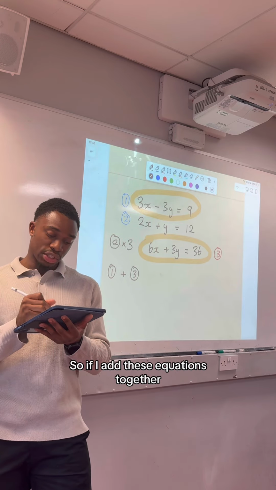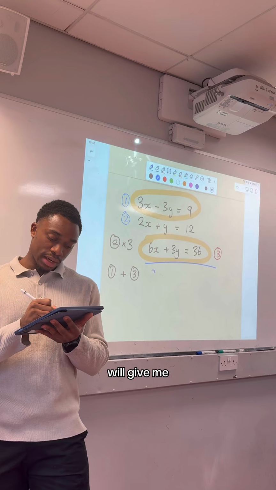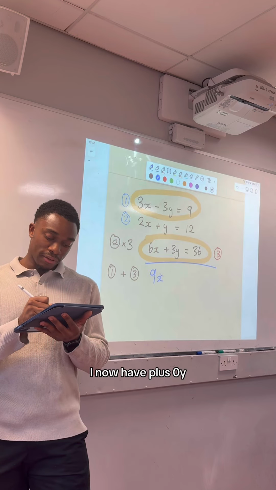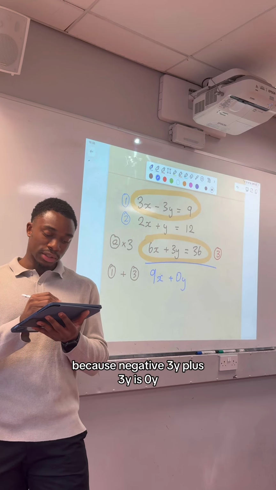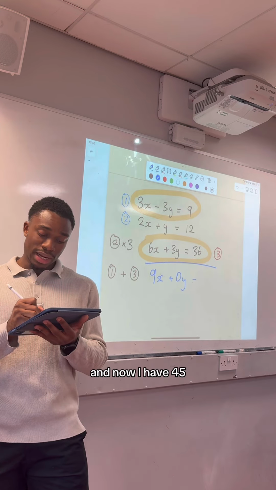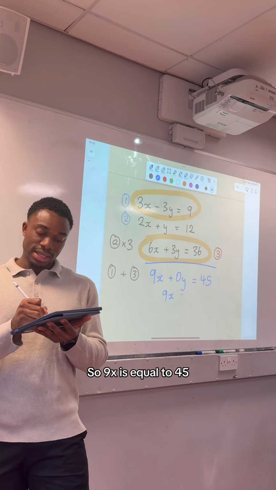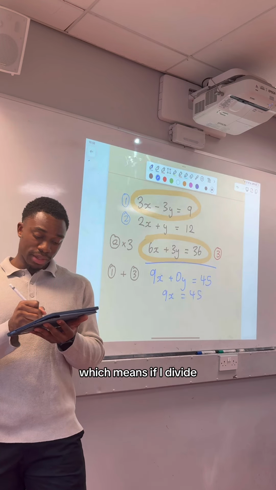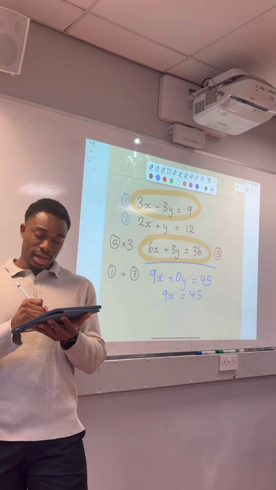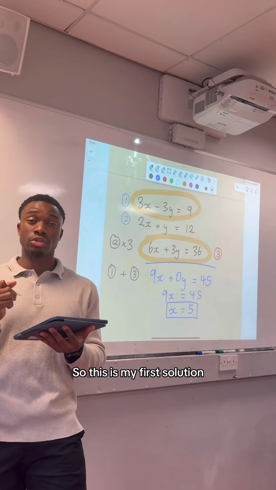So if I add these equations together, I get 3x plus 6x will give me 9x. And now I have plus 0y, because negative 3y plus 3y is 0y, and now I have 45. So 9x is equal to 45, which means if I divide both sides by 9, I'm going to get x is equal to 5. So this is my first solution.